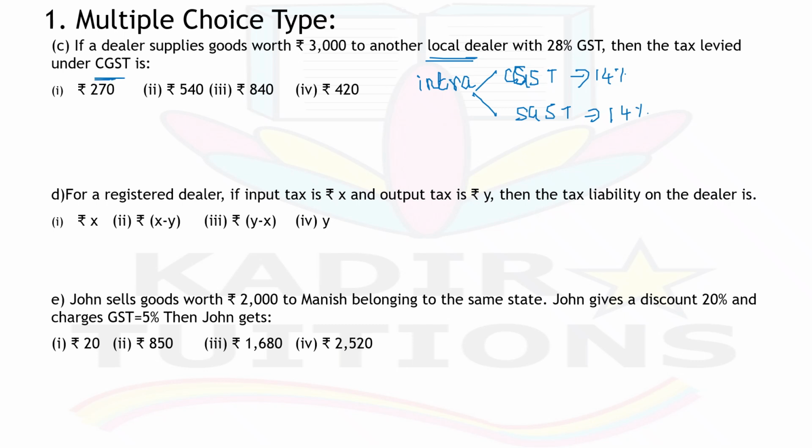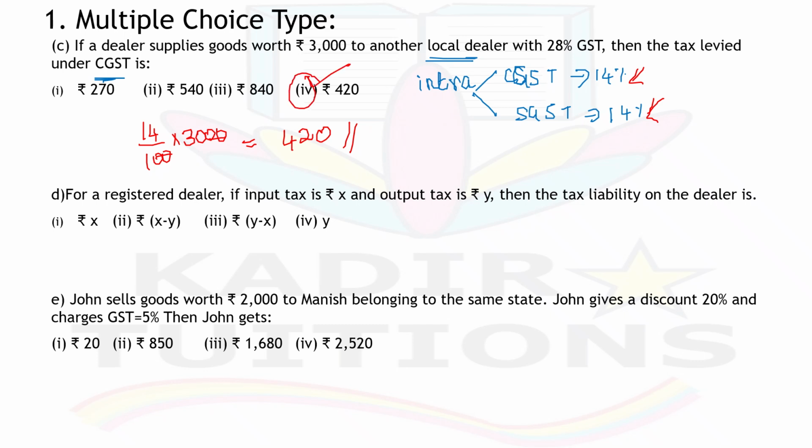Now the question is, we need to find what the CGST is. So CGST is 14% of 3,000. Cancel the zeros: 14 threes are 42, and one more 0, so 420 rupees has been collected as CGST. Same for SGST also. So here the fourth option is right.